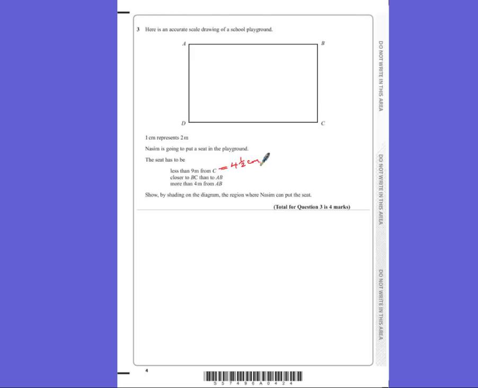It has to be closer to BC than AB, so this is going to be an angle bisector, because I want to find closer to BC than to AB, which is this. So I want to be down here somewhere, so it's going to be an angle bisector, and more than 4 metres from AB, so that is 2 centimetres on this drawing.